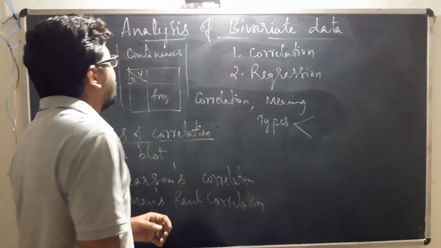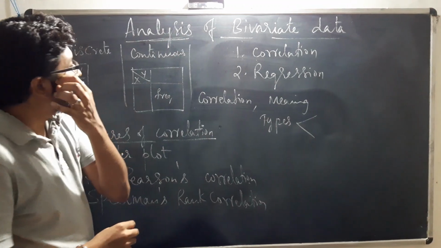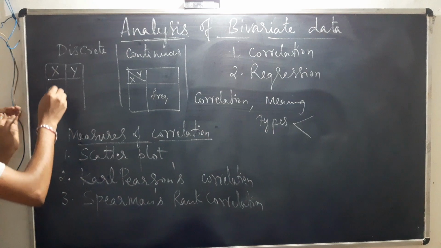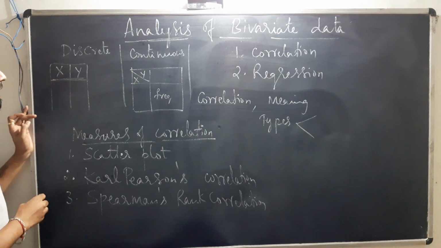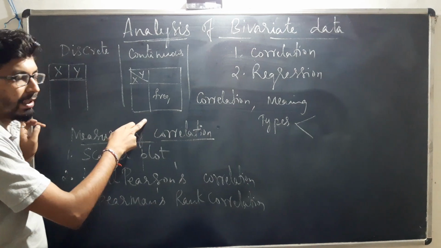So we'll move to the theory part next: analysis of bivariate data. Data collected on two variables together is called bivariate data. Again, we can have discrete data as well as continuous data.